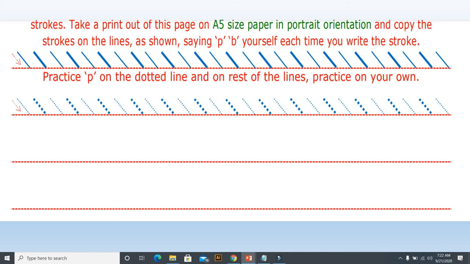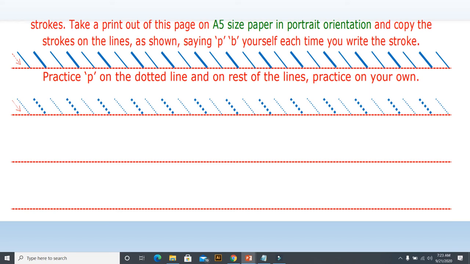So you have to write this, this is P. Say P and write it. P is lighter, and second is B. B is darker, heavy and light sound. So first is light, second is heavy stroke. These are called strokes in shorthand. The actual word is stroke.